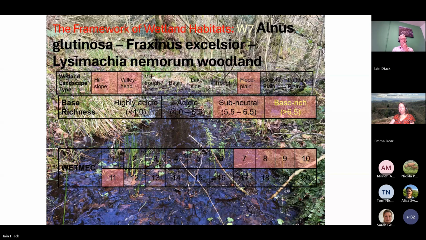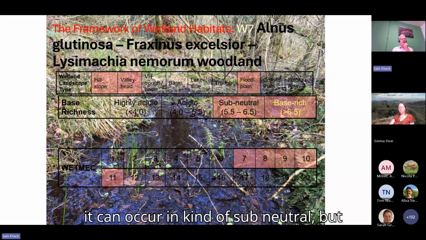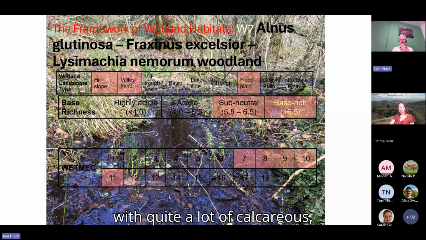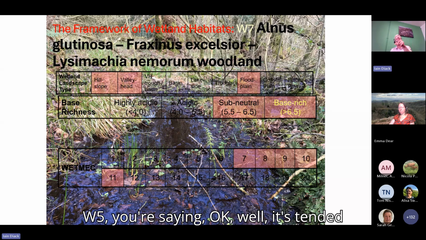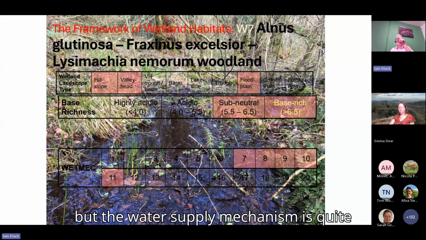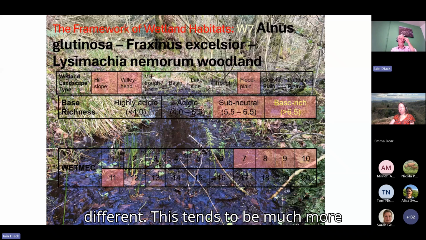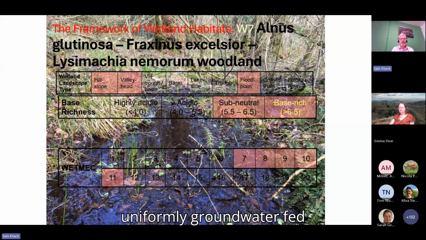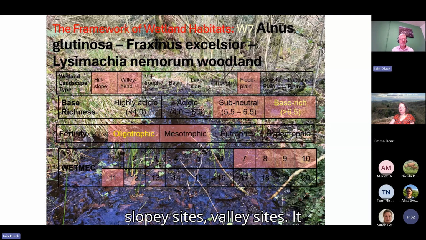Base richness: it can occur in subneutral conditions, but it tends to be more base rich, with quite a lot of calcareous, calcicolous species very often. So comparing it to the W5, although it's roughly the same pH, it's often more base rich, but the water supply mechanism is quite different. This tends to be much more uniformly groundwater fed, and not in basins, but in slopey sites, valley sites.